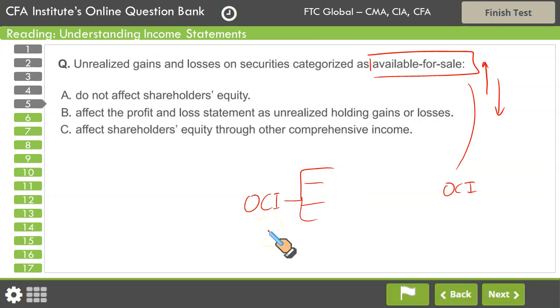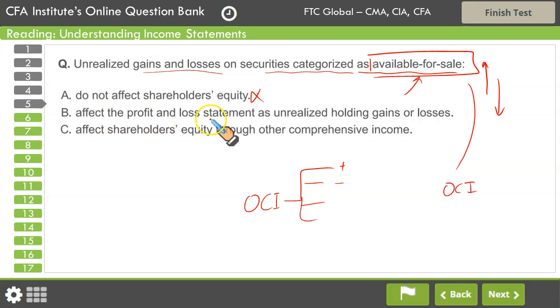Here we just need to know that for available for sale debt securities, any unrealized gain and loss goes to other comprehensive income. Unrealized gain is added to OCI, unrealized loss is deducted from OCI. So the question is, unrealized gains and losses on securities categorized as available for sale do not affect shareholders' equity. Any gain and loss, whether realized or unrealized, eventually it will hit equity. So do not affect equity, wrong. It does.